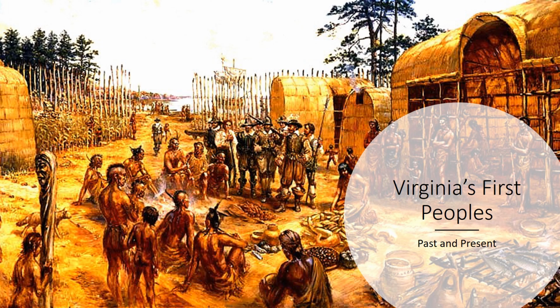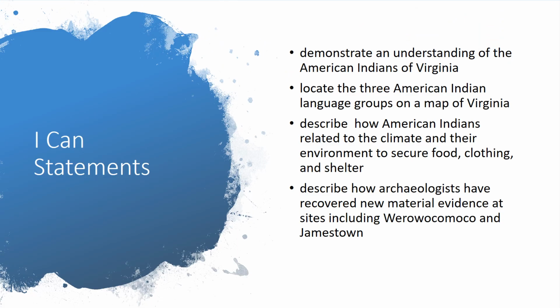First, let's talk about Virginia's first people. By the end of this section, you should be able to do the following: demonstrate an understanding of the American Indians of Virginia, locate the 3 American Indian language groups on a map of Virginia, describe how American Indians related to the climate and their environment to secure food, clothing, and shelter, and describe how archaeologists have recovered new material evidence at sites including Werowocomoco and Jamestown.